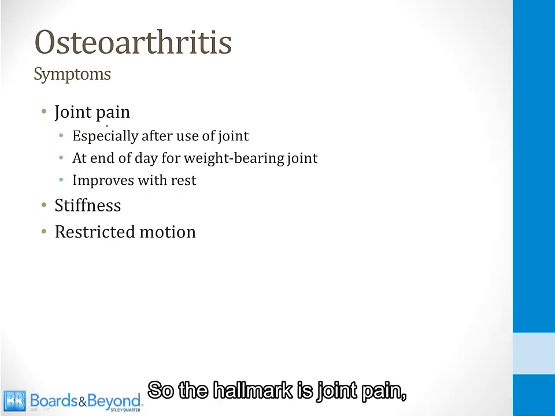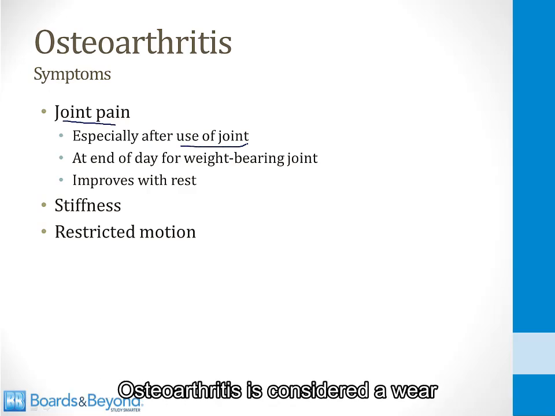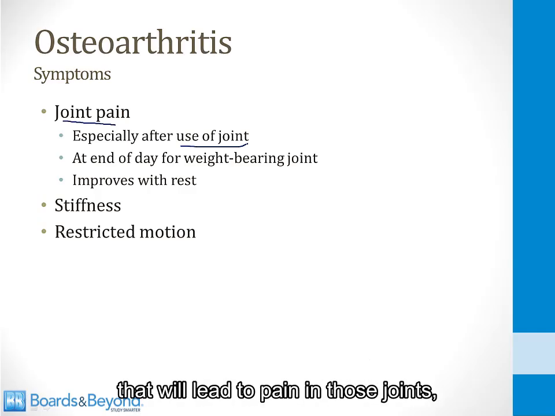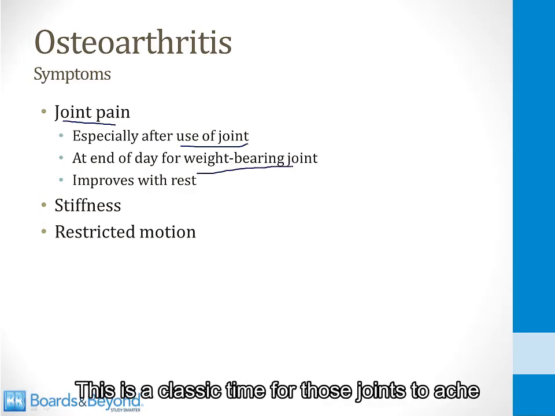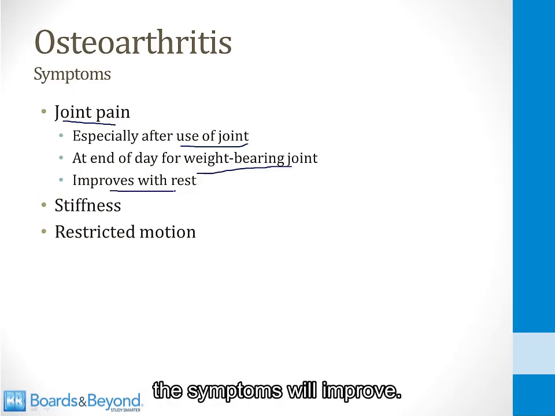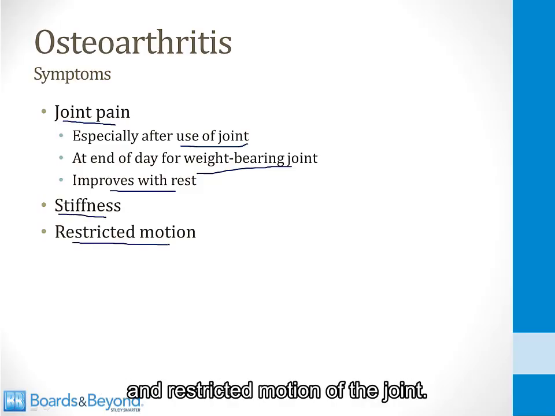So we've kind of talked about this, but let me go over some details about the symptoms of osteoarthritis. So the hallmark is joint pain, and this is joint pain especially after use of the joint. Osteoarthritis is considered a wear and tear lesion on joints. It often happens in elderly people, which we'll talk about in a minute. So as you use your knee joints or your hips or your fingers through the course of the day, that will lead to pain in those joints, especially at the end of the day for weight-bearing joints like the hips and knees. This is a classic time for those joints to ache in people with osteoarthritis. And overnight, as the patient rests, the symptoms will improve. In addition to joint pain, many people with osteoarthritis complain of stiffness and restricted motion of the joint.